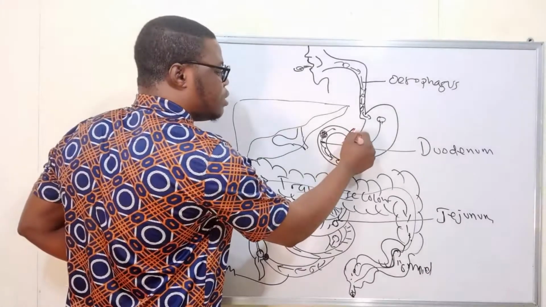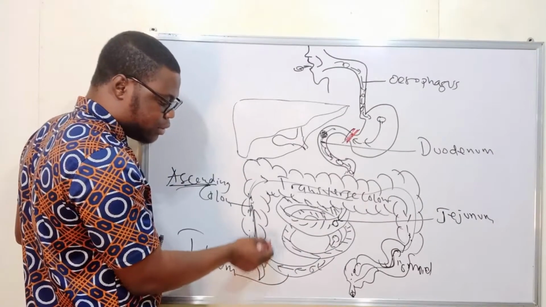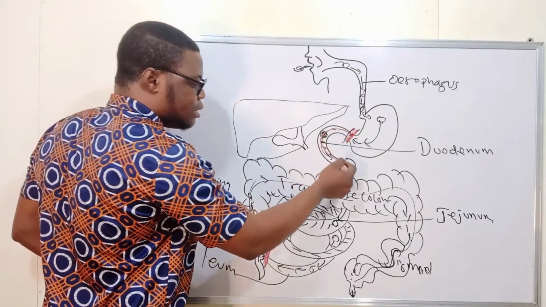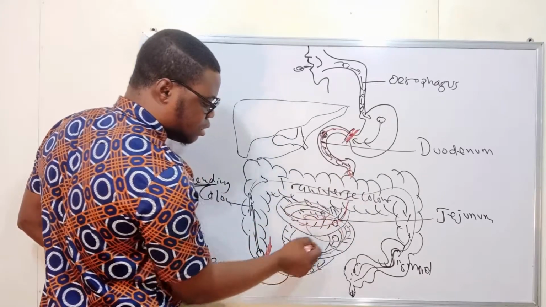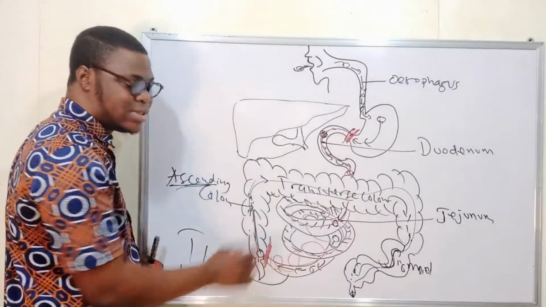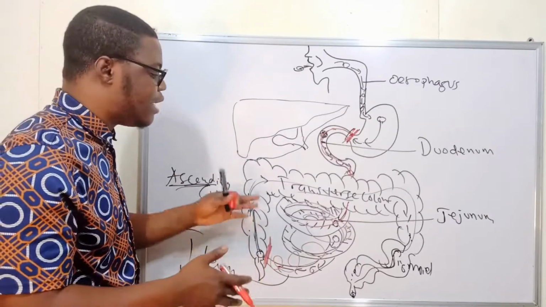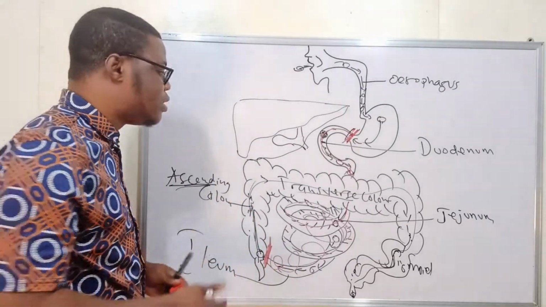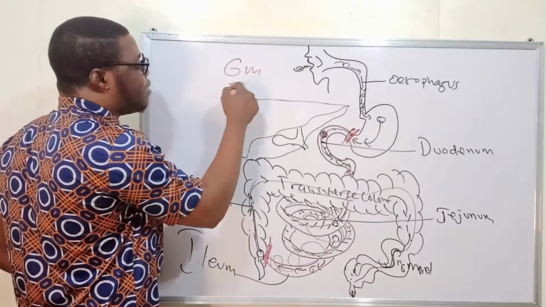It starts from this junction, the junction of the stomach, and it ends right here. So everything that I'm showing you right now is what? The small intestine. All this part is the small intestine, and it is the longest part of the alimentary tract. It's about 6 meters. In some other texts they give it as 5.